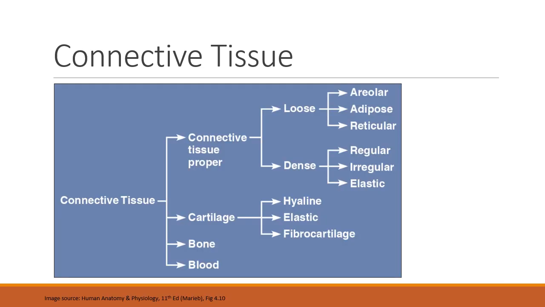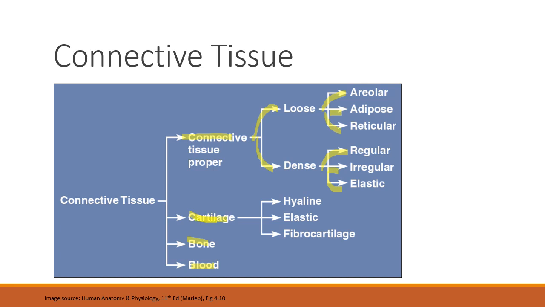You can classify connective tissue as shown in this diagram here. I took this from your text. So again, we have connective tissue proper, cartilage, bone, and blood. Within connective tissue proper, it can be either loose or dense. Dense tissue could either be regular, irregular, or elastic. And then loose connective tissue could be called areolar, adipose, or reticular.